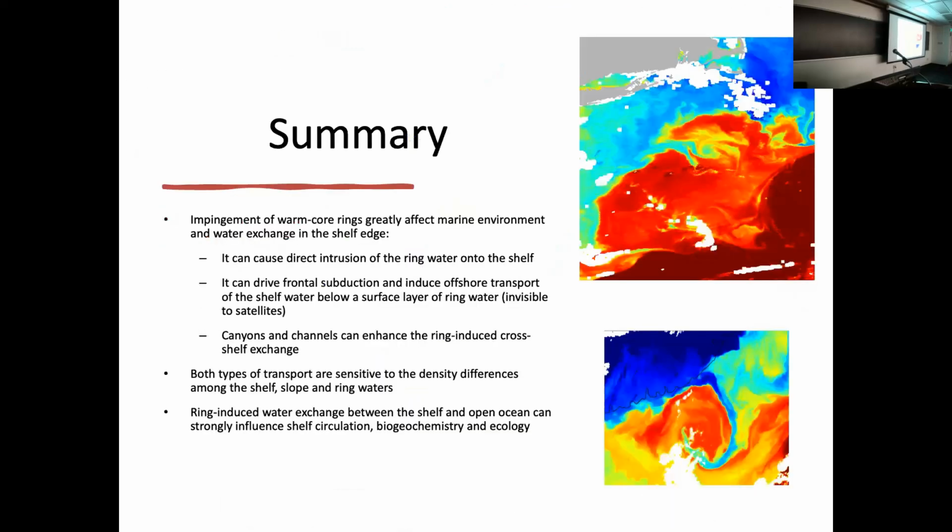Right, so I think that's it. I think we're right on time. If I guess I don't want to get into the summary, just the warm core ring, when it impinges on the shelf break, it drives a two-way exchange of water masses through different processes, and topography can also enhance that. The exact setup will depend on the models. You can see that it depends highly on the density difference between the different water masses, so it's not a given that it will occur every time. It also has profound influence on biology and biogeochemistry. That's all I have.